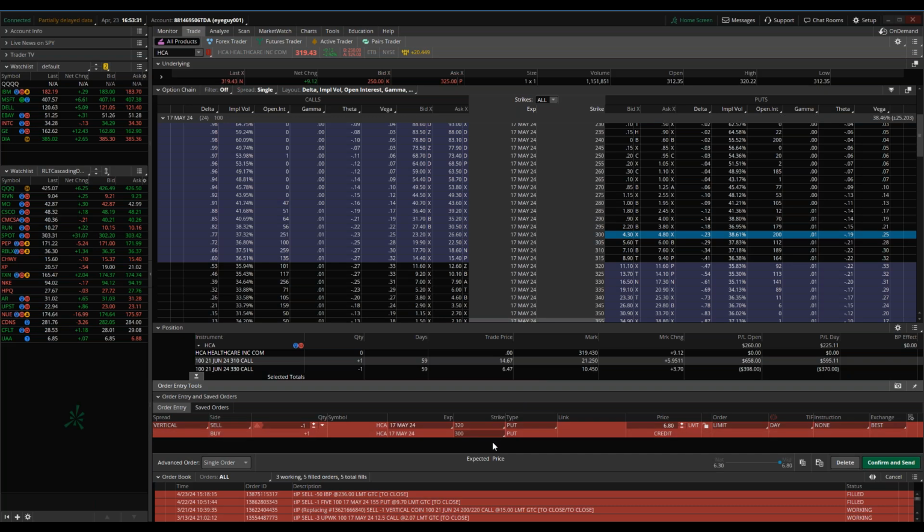Now this is a 20 wide with a $6.80 credit. No good. It's just not enough. The risk to reward here is too high. So it's a very, very laborious task to find optimal trades. Let me tell you what I'm looking at right now as potential trades.